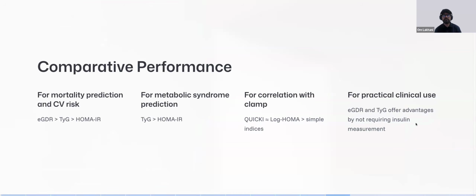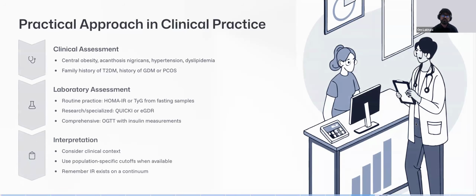Right. Now, let's compare these tests. For mortality prediction, the best test is the eGDR, I told you, right? So mortality and CV risk prediction. For metabolic syndrome diagnosis, the triglyceride glucose index is a good one, which is most useful for research correlation. QUICKI is a very good test. It has very strong correlation with the clamp study. The Matsuda index is also a very good replacement. But for practical use, I think eGDR and the triglyceride glucose index are the tests which you should be doing because they have good correlation with this, right?